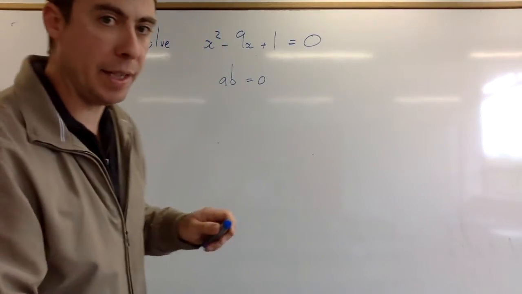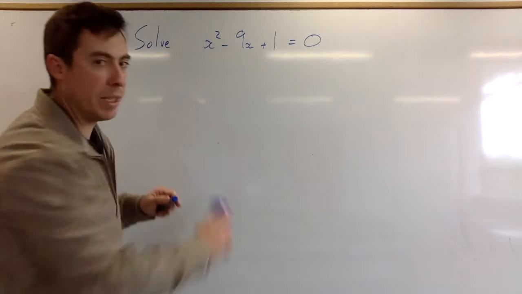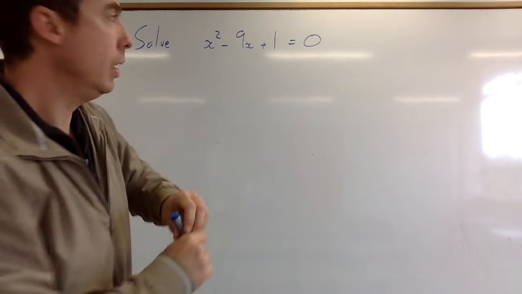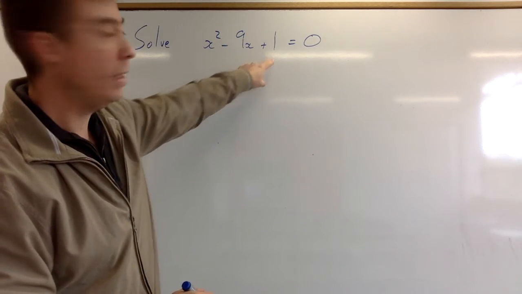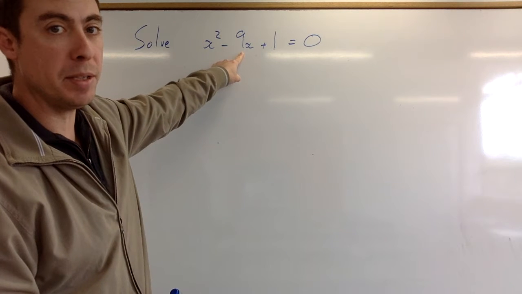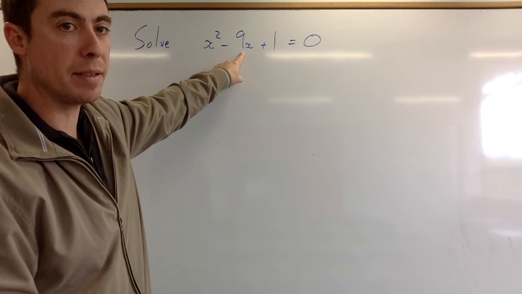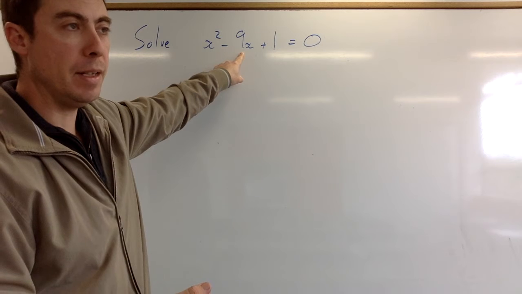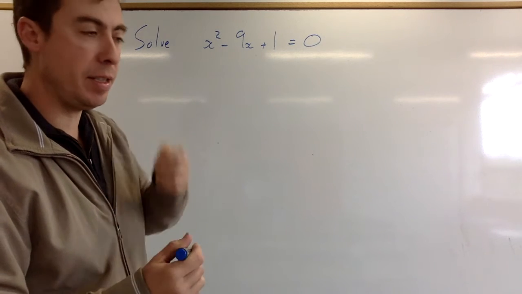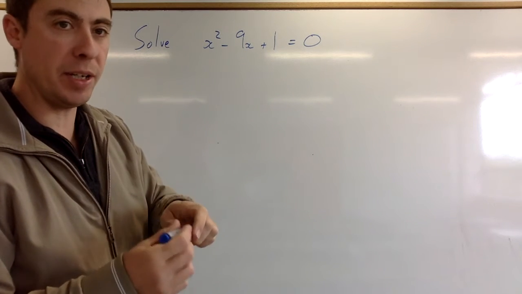here it's not easily factorizable, because how am I going to do product and sum? What product gives me 1 and then the same two numbers give the 9x when you expand out. So this is perfect for quadratic formula.